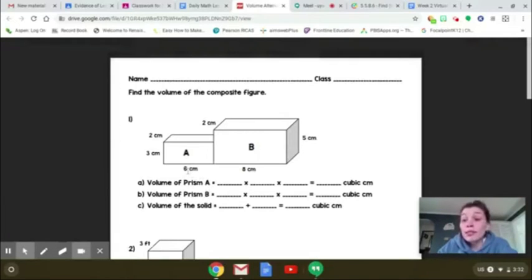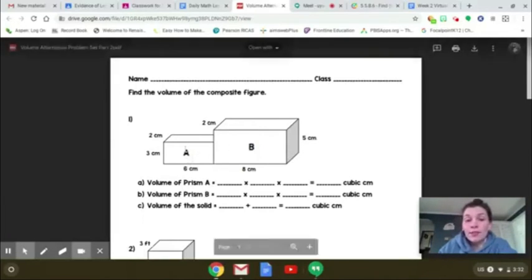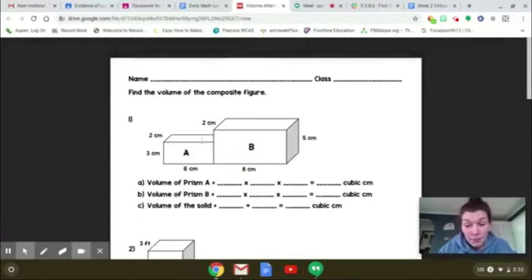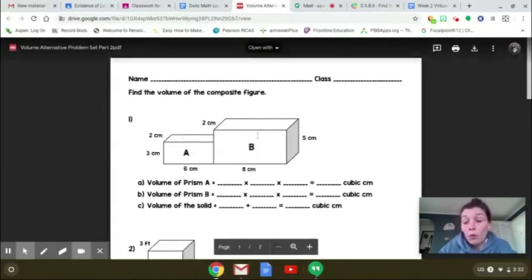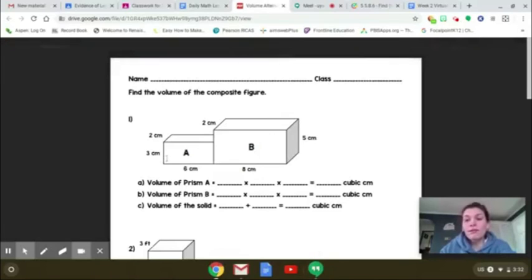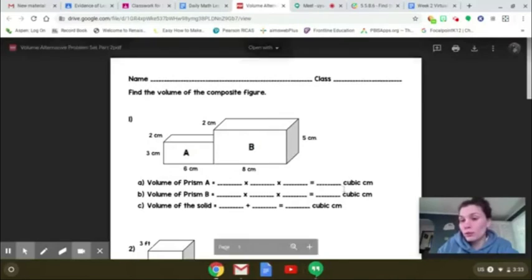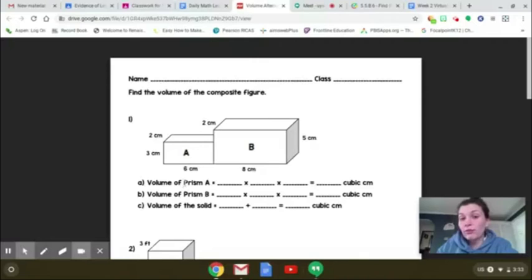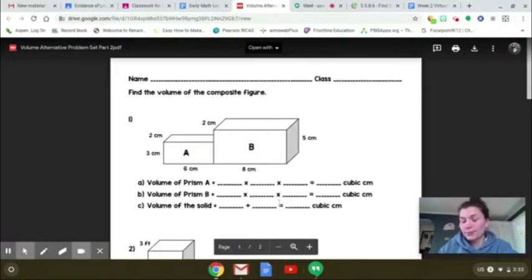So what we're working with today are composite figures. Composite figures are 3D shapes that have 2 or more shapes within them. So this, for number 1, is 2 rectangular prisms. To figure this out, we need to find the volume of prism A and the volume of prism B, and then add those volumes together. That helps you out down here below the shape because it already has you find both volumes and then add them together.